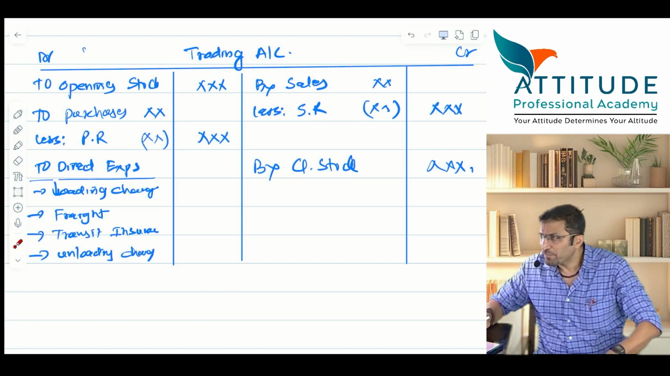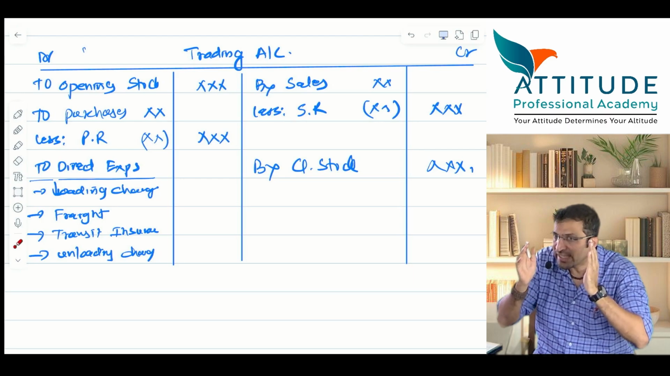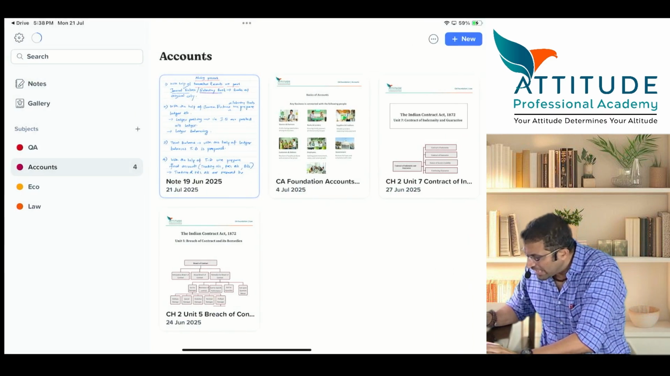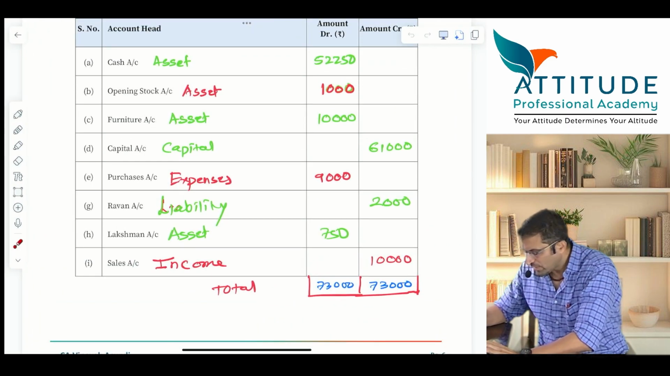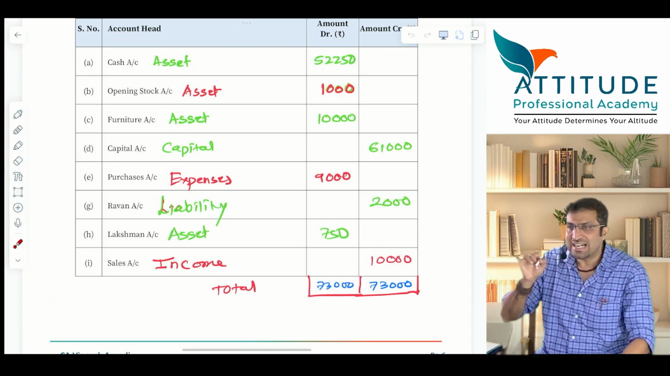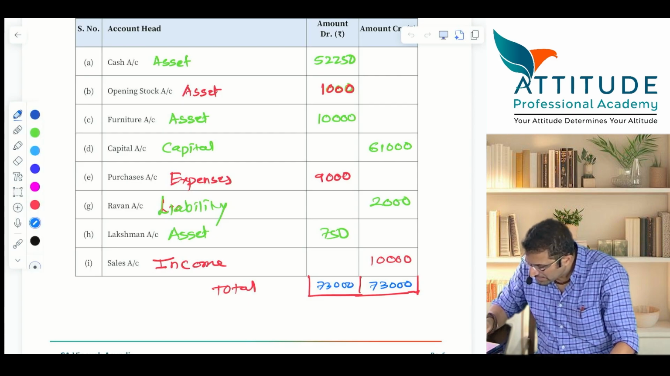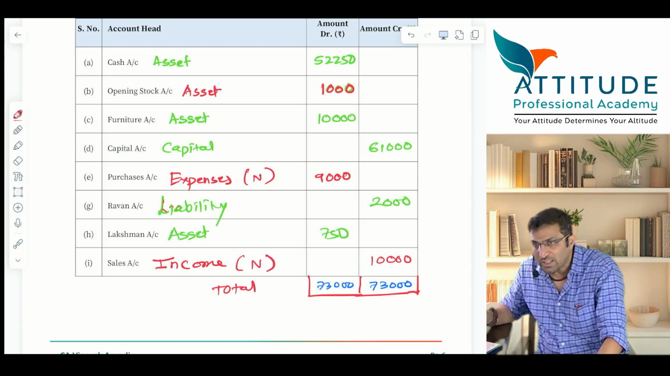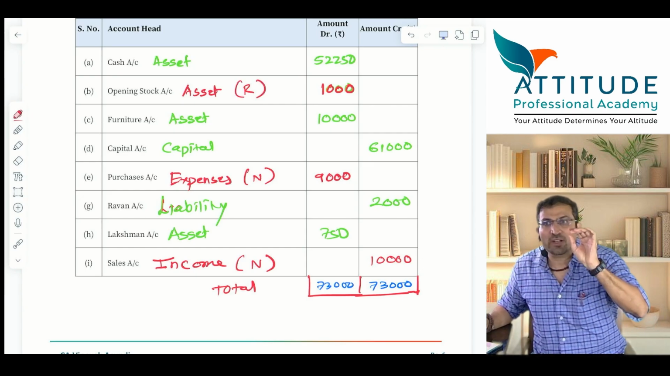Okay, now come back here. Today, guys, I will teach you exactly how a trading account is prepared. Is that clear? Now, up till the trial balance, did you understand? Now, I have written something in red. These are nominal accounts. N means nominal. This is also nominal. Income and expenses are nominal. Opening stock cannot be called nominal. It is a real account because it is a property belonging to the business.